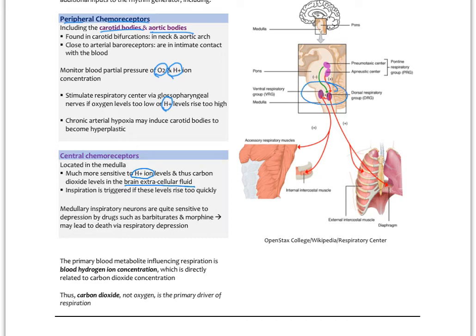breathing. These medullary inspiratory neurons are very sensitive to different drugs like barbiturates and morphine, and this is why overdoses of these medications can result in respiratory failure. Those centers stop firing, and people die via respiratory depression. So the primary metabolite influencing respiration is blood hydrogen ion concentration, and that's directly related to the carbon dioxide levels. Thus, carbon dioxide, not oxygen, is the primary driver of respiration.